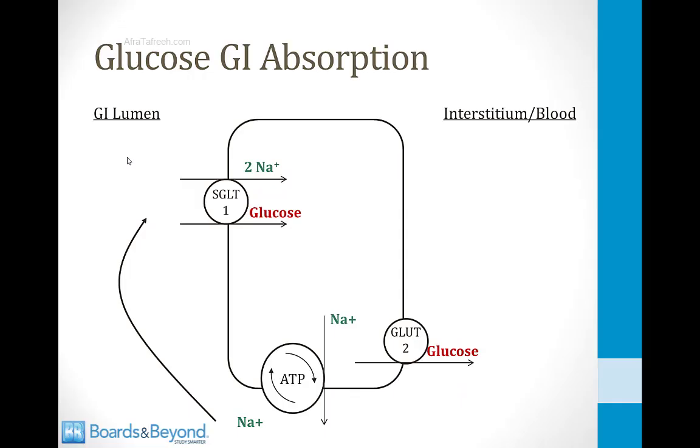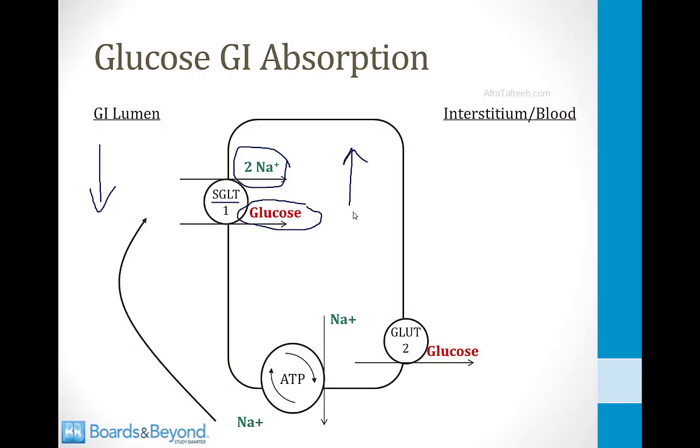Here's a depiction of how glucose is absorbed by intestinal epithelial cells. So in the GI lumen, you have a relatively low concentration of glucose compared to inside the cells where it is relatively high. Therefore, in order to absorb glucose, the cell will couple that absorption to sodium. There's a transporter called SGLT1, which will pull in a glucose molecule along with two molecules of sodium.